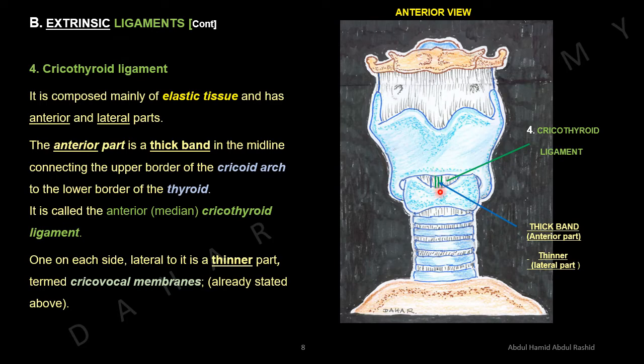On each side, lateral to this anterior band, we have a thinner part termed the cricovocal membrane, which is the thinner lateral part. We have already mentioned this one above.